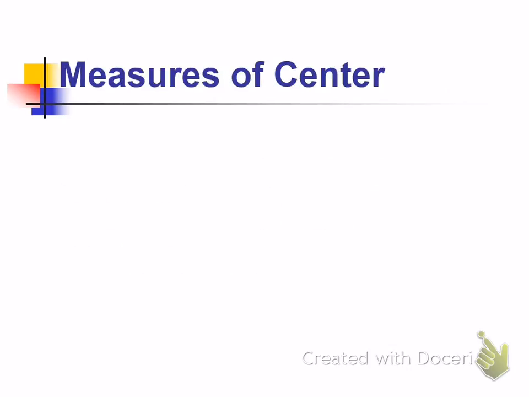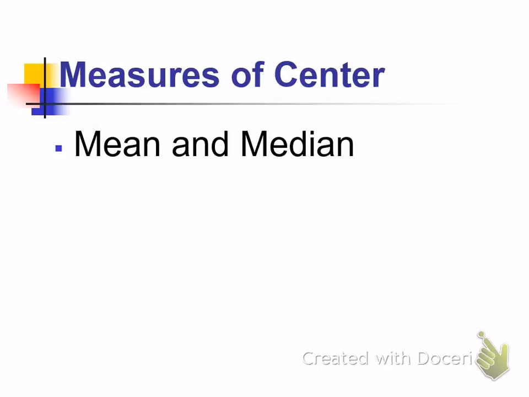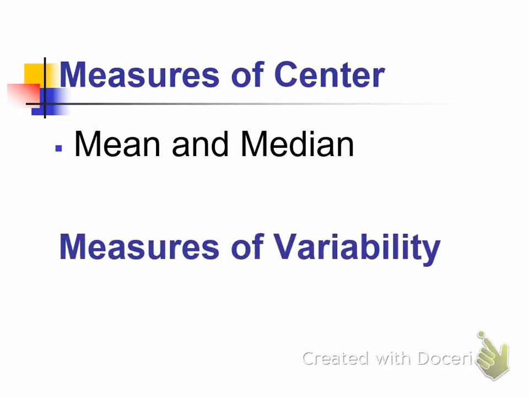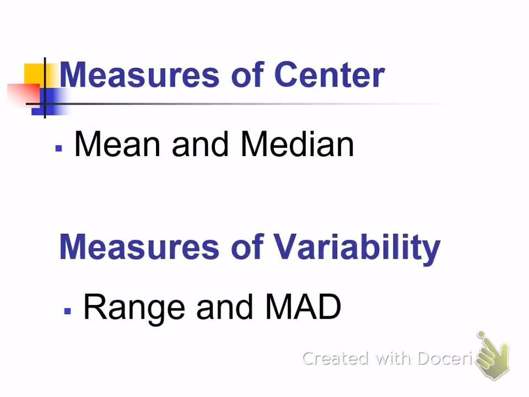We have two different types of measures when we are calculating with data. We have measures of center, which are mean and median, and we have measures of variability, which are range and mean absolute deviation. The measures of center tell us a general tendency in the data, where the measures of variability talk about the range or the spread of the data, how far apart the data values are versus how close together the data values are.